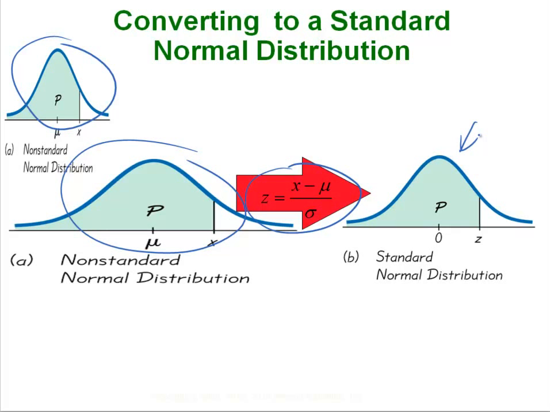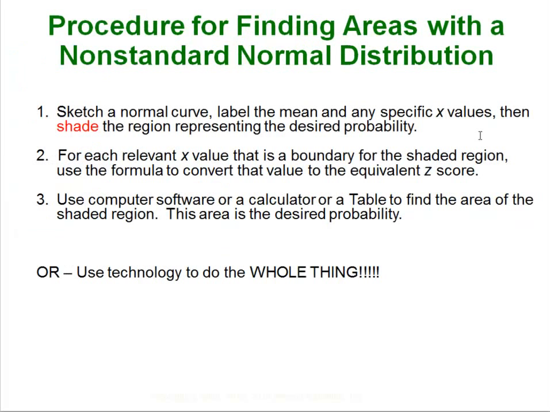It's very, very easy. Now, the procedure that the slides are going to walk you through is assuming you don't have technology. First step is still the same whether you have technology or not. You always want to sketch the curve, label your mean, and then label the thing that you're looking for, the x values or whatever, and then shade in the region that you're trying to find. Doing all of that just gives you an idea of what you're looking for, and again, it gives you that idea of, am I looking for something that's bigger than 50%, smaller than 50%, so you can double check that your technology didn't give you the wrong answer.